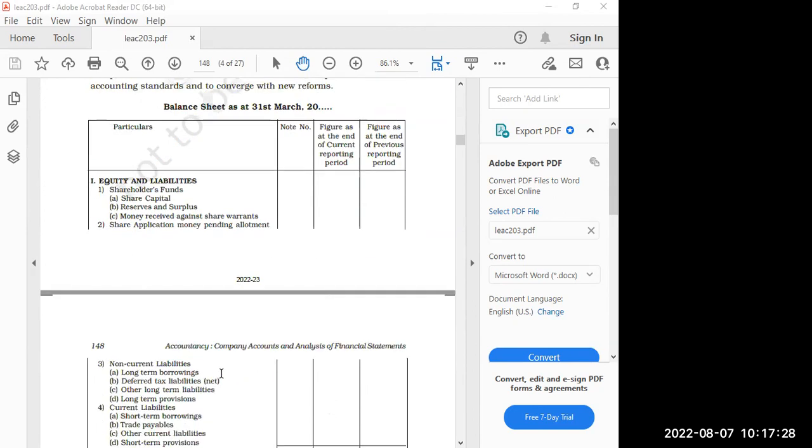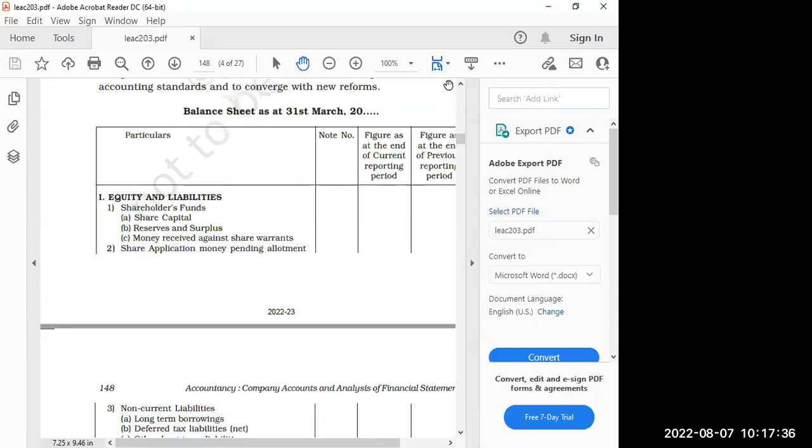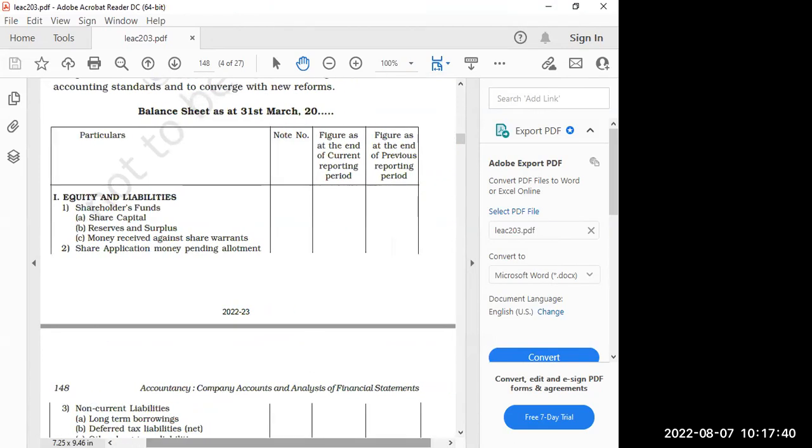So look at this. This is the format of balance sheet. I should increase the zoom. Yeah. So this is the format of balance sheet. If you have not written it so far, please write it down. Balance sheet of so and so company as on such and such date. Particulars, note number, previous year amount and current year amount.